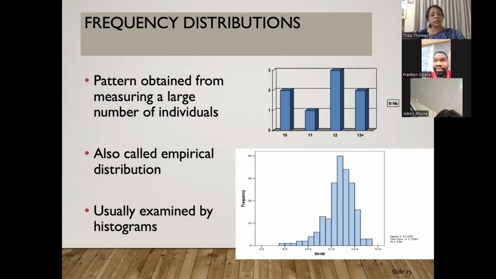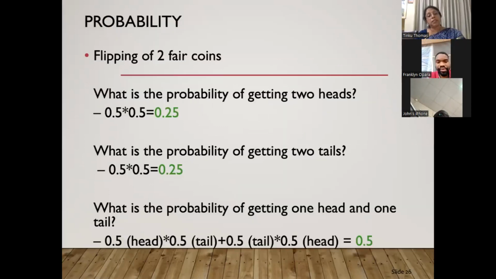Now we'll try to understand what a probability distribution is. That was frequency, what we observed out of a sample. But everything has a certain distribution in the larger population from which the sample was drawn, and sometimes we know what that distribution is likely to be. For example, if we are flipping two fair coins, the probability of getting two heads is 0.25, because the probability of two independent heads is 0.5 times 0.5, and therefore the probability of getting two heads while flipping two fair coins is 0.25.